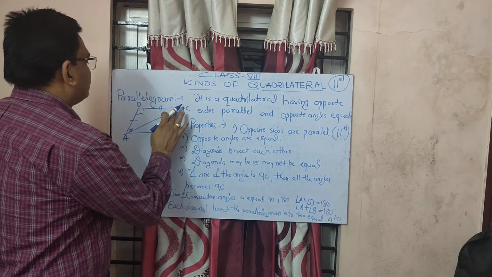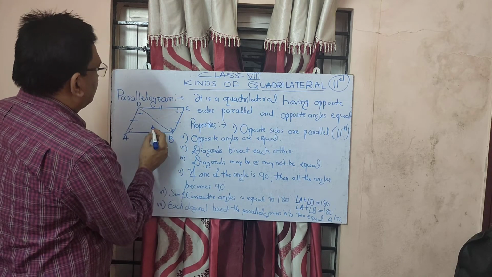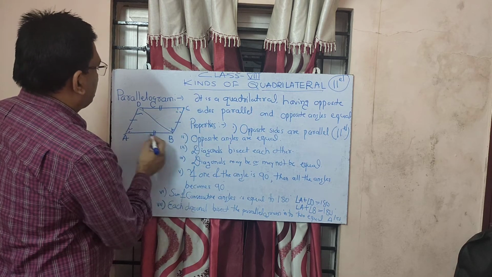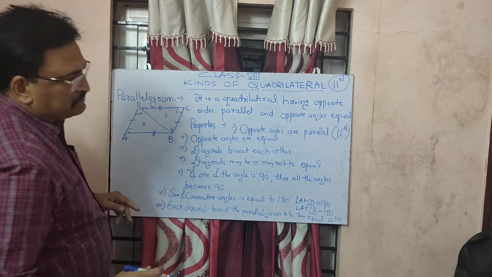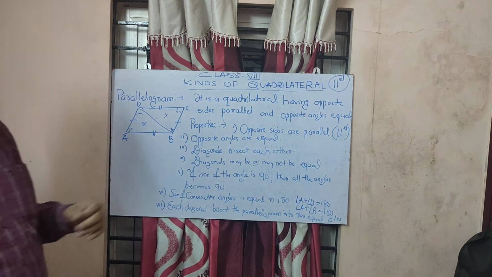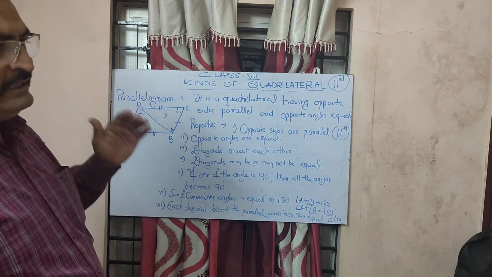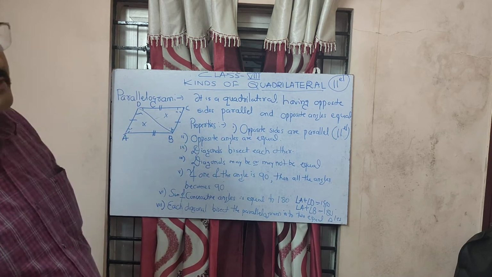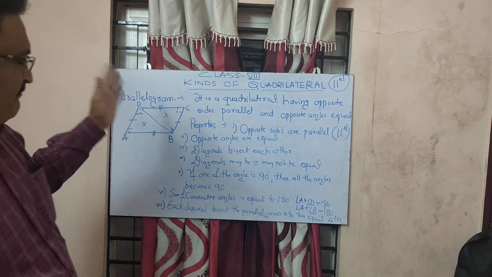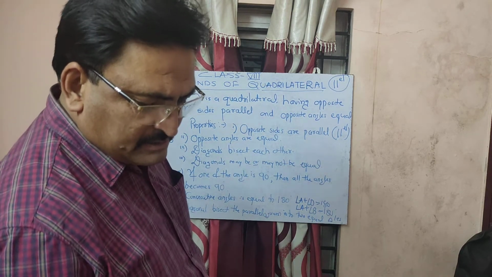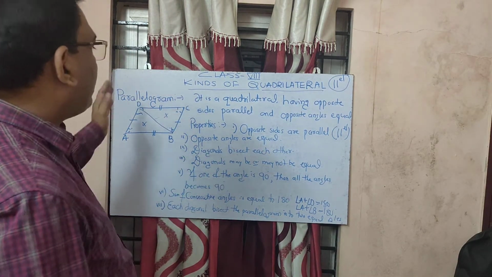Now, for example, if it is not there, even this diagonal bisects this whole parallelogram into two equal parts. दोनों ट्रायंगल बराबर होंगे. अगर कोई भी एक डायगोनल जो है, it divides the whole parallelogram into two equal triangles. Okay, now these are the main properties of parallelogram.